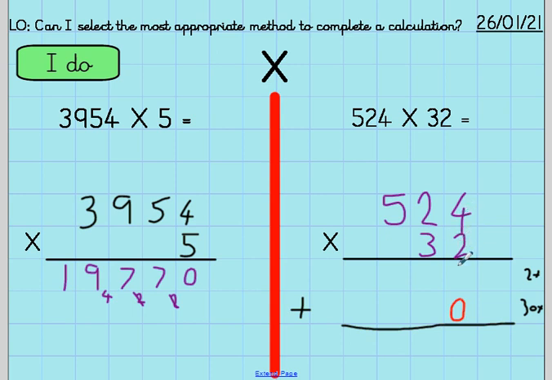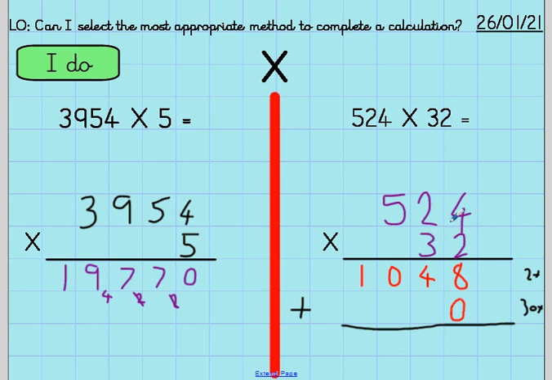2 times 4 is 8. 2 times 2 is 4. And 2 times 5 is 10. Okay, nice and straightforward so far. Now we go to our second digit, okay, our tens digit. Now we've put our placeholder in, so we're along one column, aren't we?